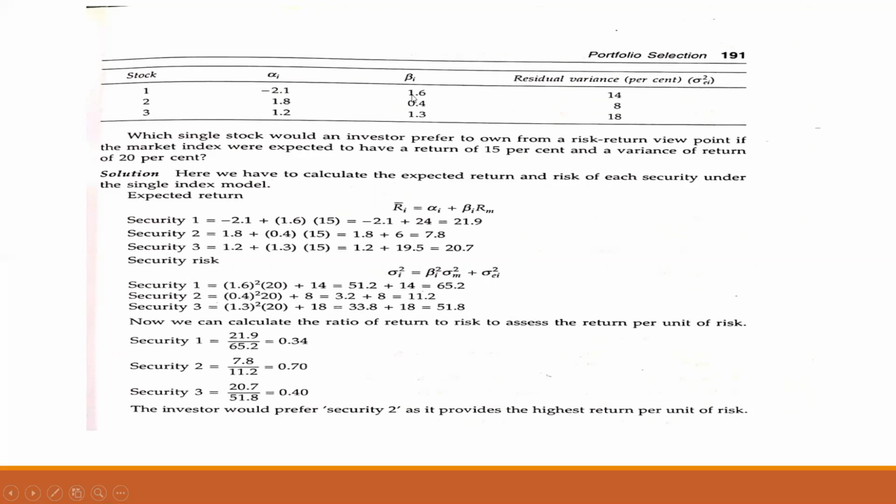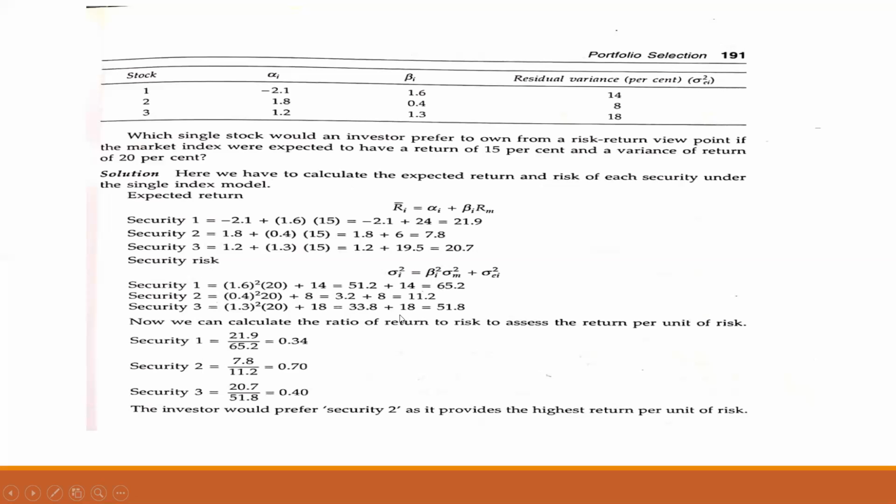Beta values are given. So 1.6 square into 20, 0.4 square into 20, 1.3 square into 20, plus the residual variance is also given: 14, 8 and 18. So one by one, we'll be calculating the risk of the securities and we get the values as 65.2, 11.2 and 51.8. From this, we can see that the highest risk involved is for security 1 as well. The return is also high for security 1 as well as the risk is also high for security 1.